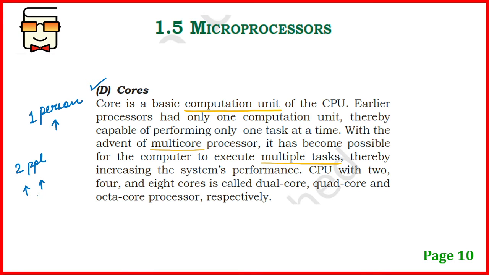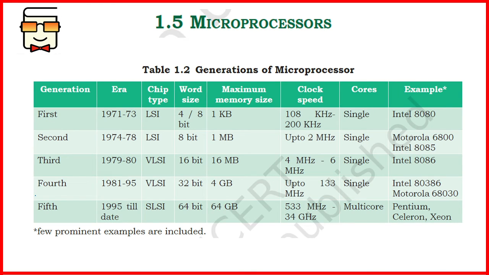So similarly, if a microprocessor has more number of cores, more number of tasks can be performed in a given amount of time. So the higher the number of cores, the better, the faster the CPU.